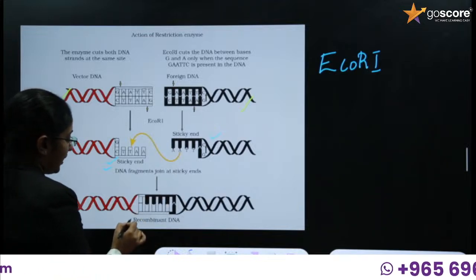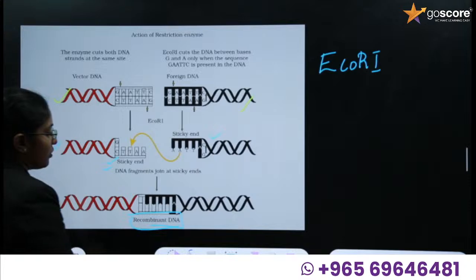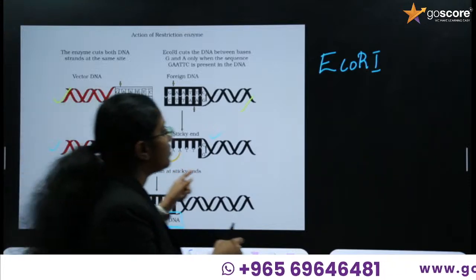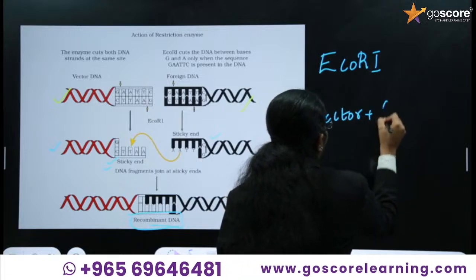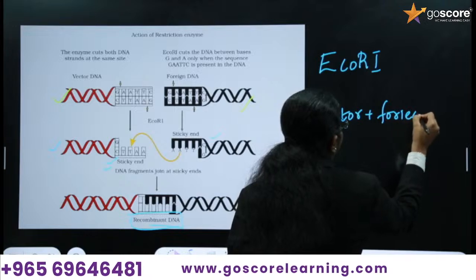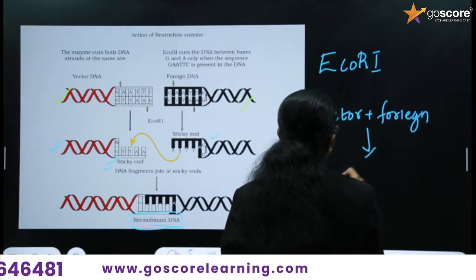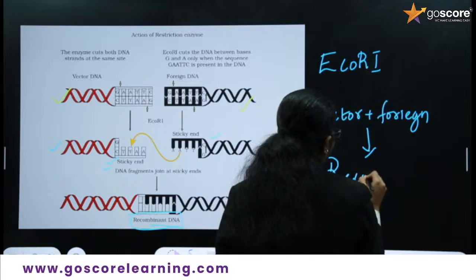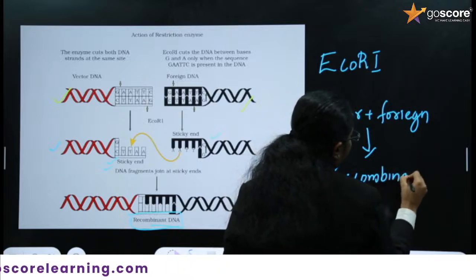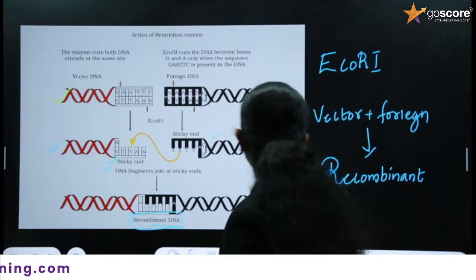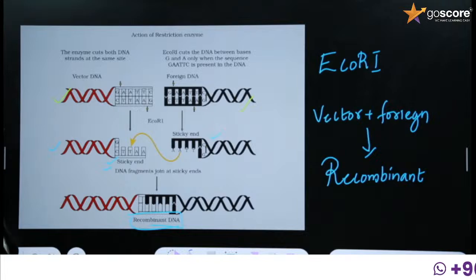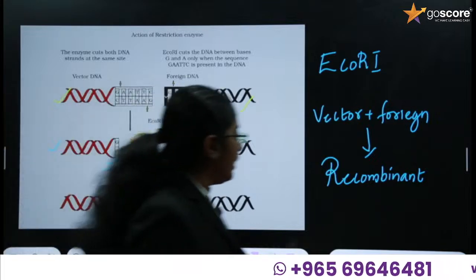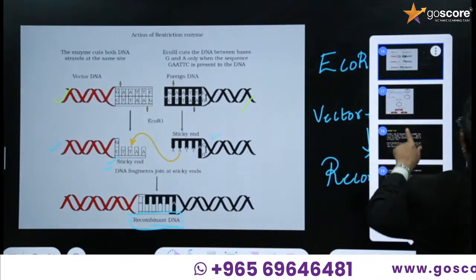So a recombinant DNA is produced. Here the vector DNA is there and the foreign DNA is also there. Vector DNA and foreign DNA combine together to form recombinant DNA. Is it clear? This is about the restriction enzyme. Let's move on to how the restriction enzyme works more efficiently.